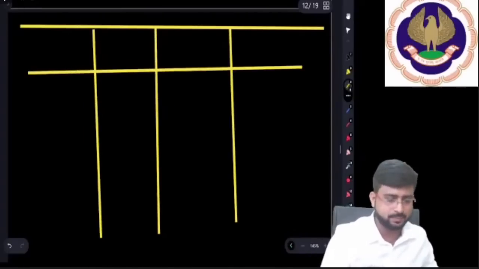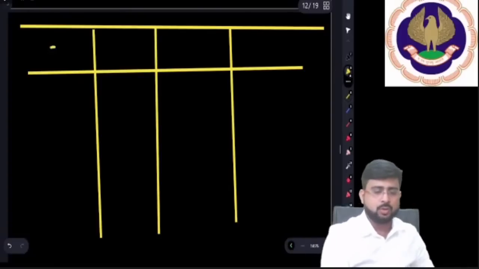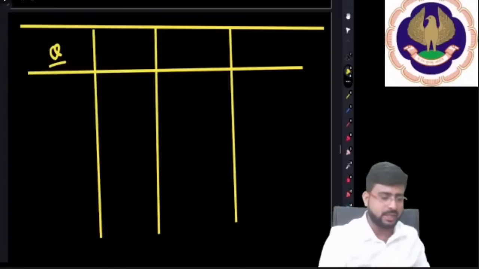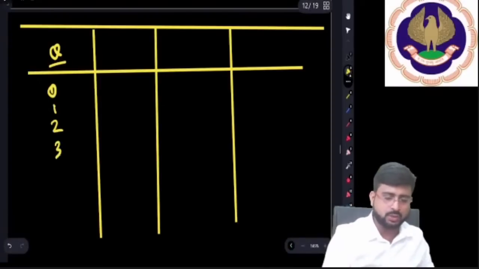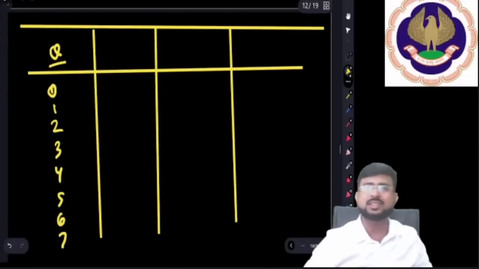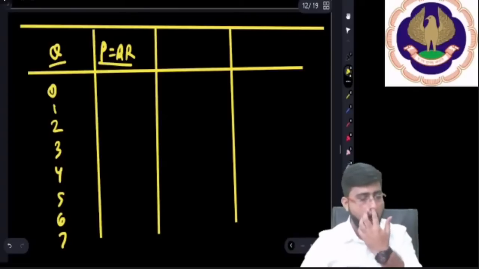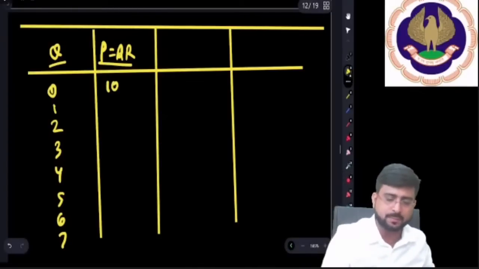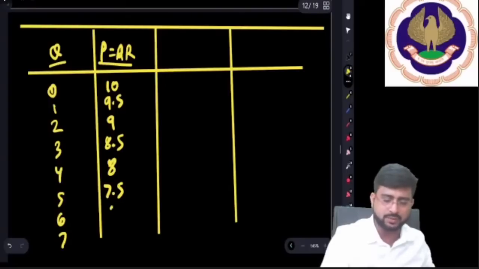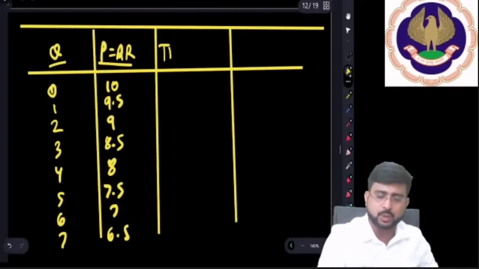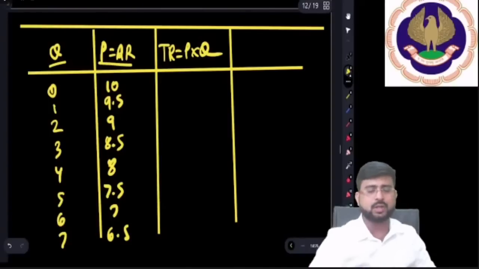See. So here I plot quantity. Let's say 0 to some level, 0, 1, 2, 3, 4, 5, 6, 7, at least till 7, okay? Now price and average revenue are always the same. So let's say if price is 10 rupees, then it goes to 9.5, then 9, 8.5, 8, 7.5, 7, 6.5, and so on and so forth. Friends, what's total revenue equal to? It's equal to price into quantity.